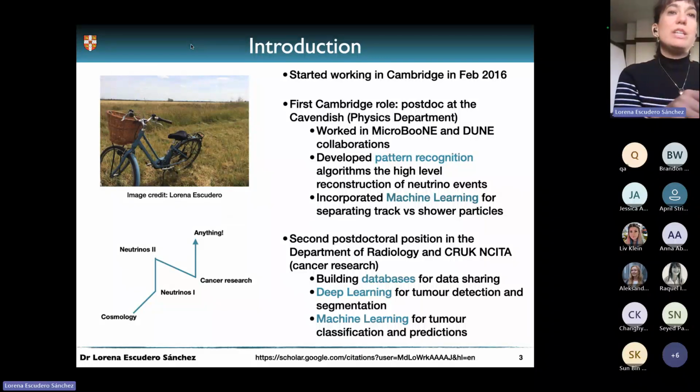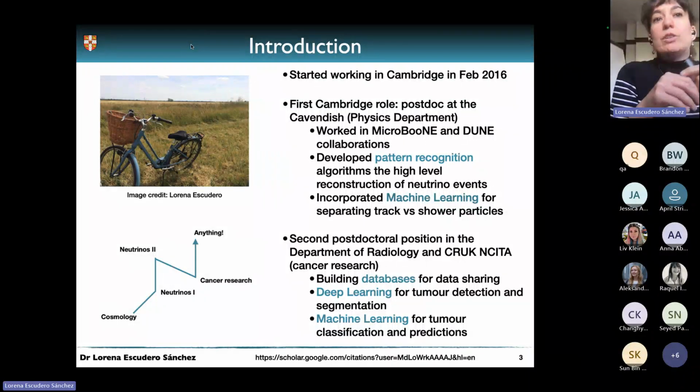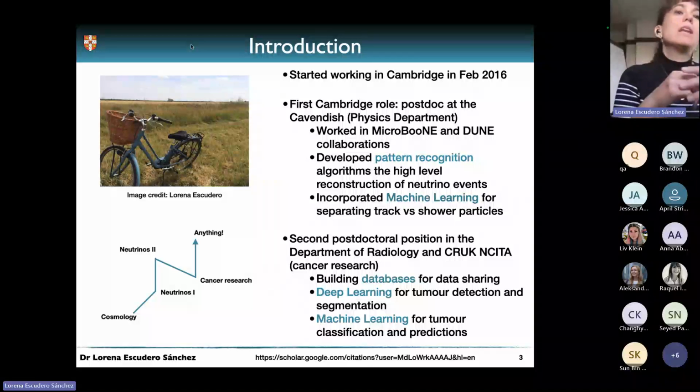And for a few years, I was also part of CRUK and NCITA, based on cancer research. It's a network, a consortium of different centers in the UK working on developing these tools and these pipelines for cancer research. So I've done a few different things. I've worked on building databases or repositories for data sharing. I'm working on some federated swarm learning as well.